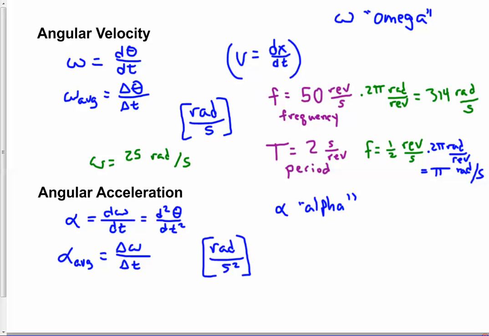So again, hopefully you're seeing it's very analogous to one-dimensional motion. We don't necessarily have alternate ways of giving acceleration information like we do for velocity. So that's really all we have to say about angular acceleration. It's the second derivative of position, and the first derivative of velocity.